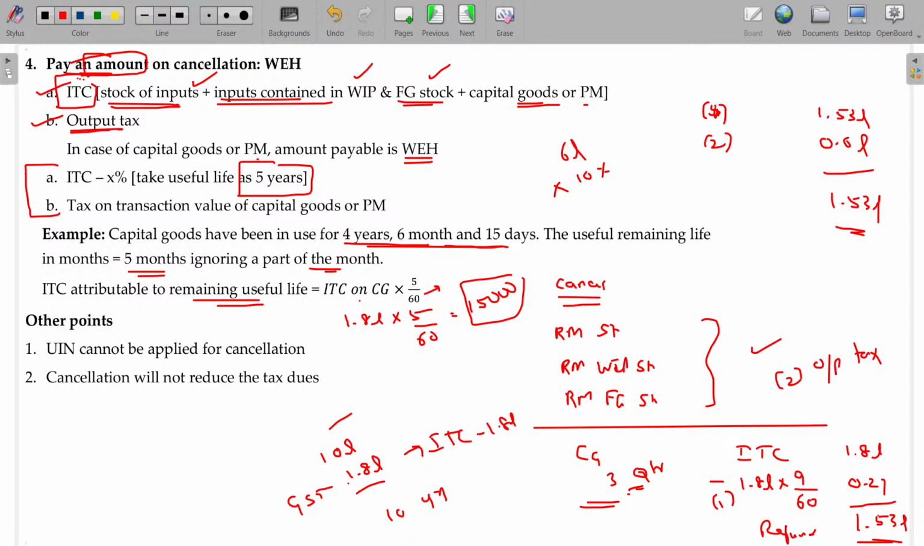Tax on transaction value of capital goods. Transaction value being the second hand goods value, 6 lakhs. What about the tax applicable on that? So you have to calculate both, and between these two, whichever is higher will be refundable.